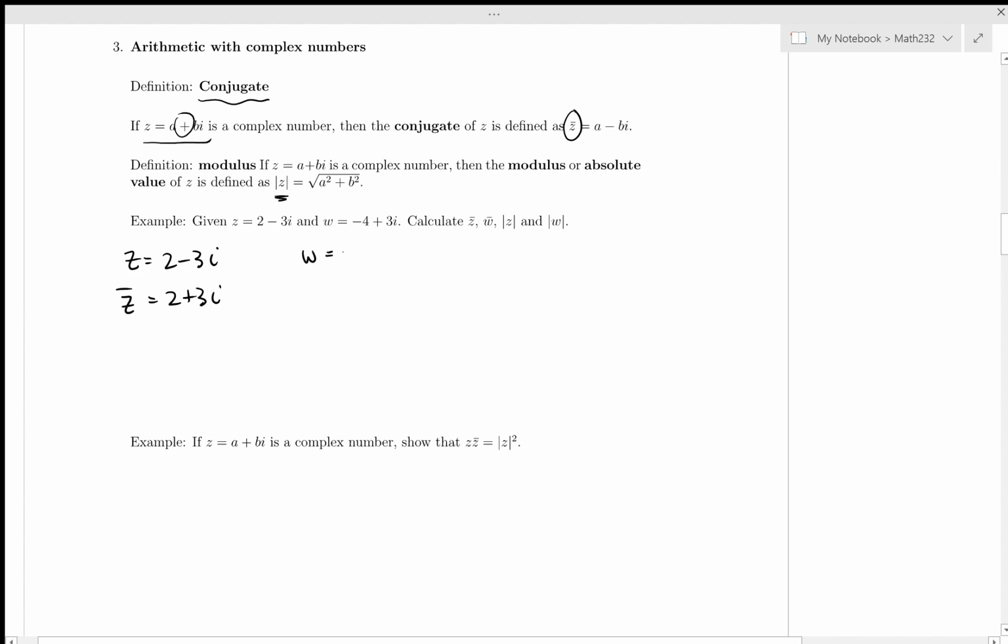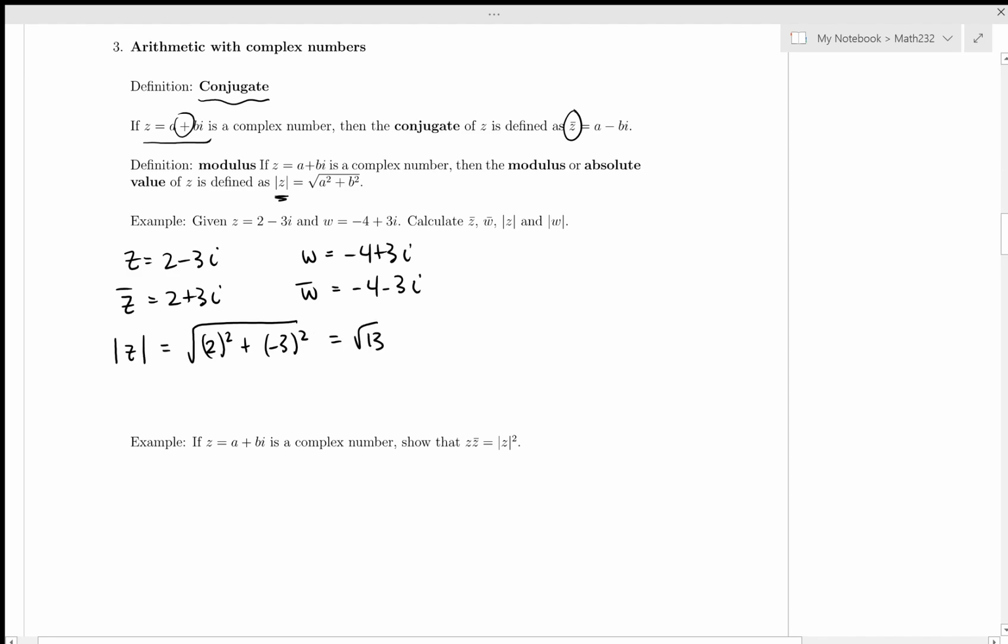W is minus 4 plus 3i, and the conjugate of W is minus 4 minus 3i. Okay, I'll calculate the modulus of Z. The modulus of Z is the square root of the real part squared plus the imaginary part squared. From this example, you should see that the modulus of Z and the modulus of Z bar are the same. So in this case, that is going to be 9 plus 4, that is 13.